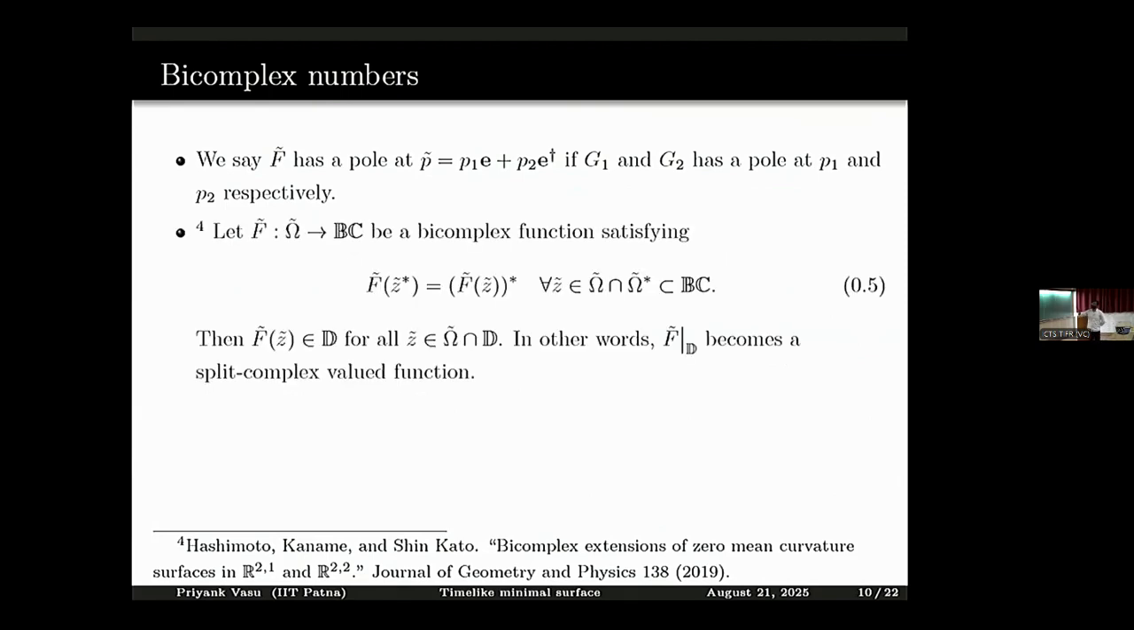And now there is one important result: if this star conjugation condition, equation 0.5, is satisfied, that means the function f tilde restricted to the split complex numbers lying inside the bicomplex plane has its image also in the split complex plane. So the restriction becomes a split complex valued function if f tilde satisfies this equation. In the rest of the presentation, I will refer to this equation as 0.5.